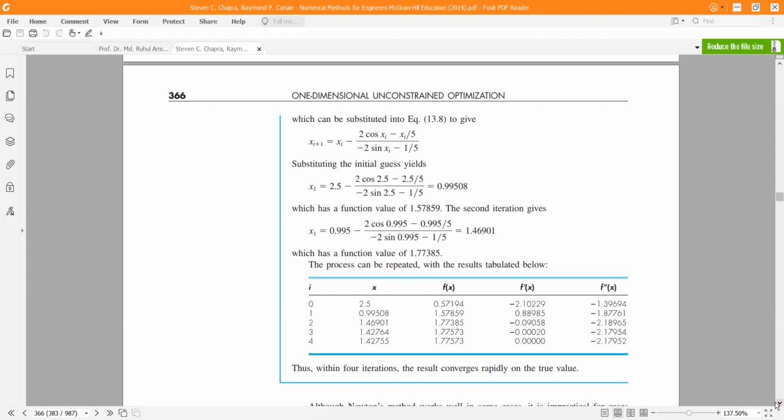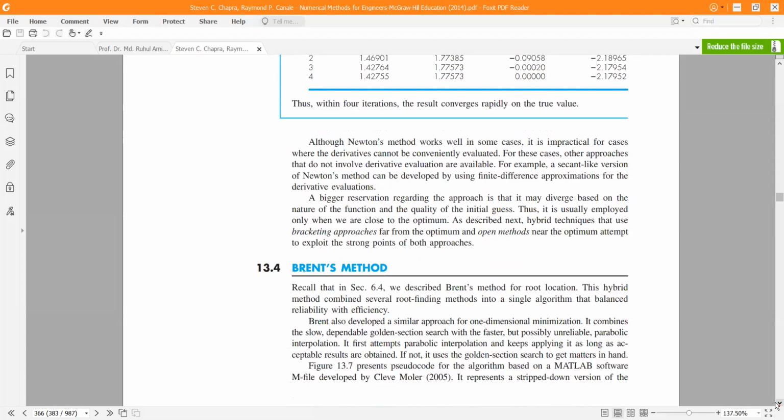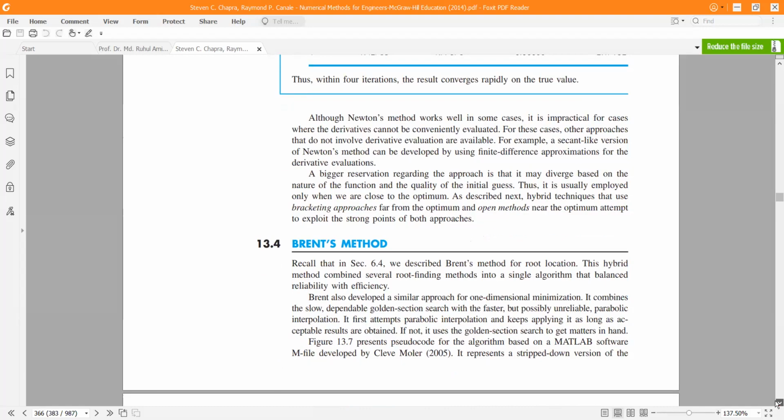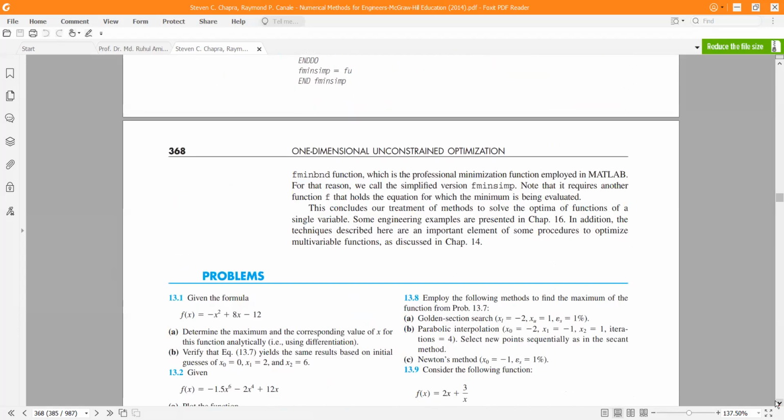Okay, whenever your function is not diverging and you choose your initial value properly, the Newton method actually converges quickly. So this is your Newton's technique. Another technique is called Brent method. We will not discuss it. You can have a look there just to find how this can be applied.